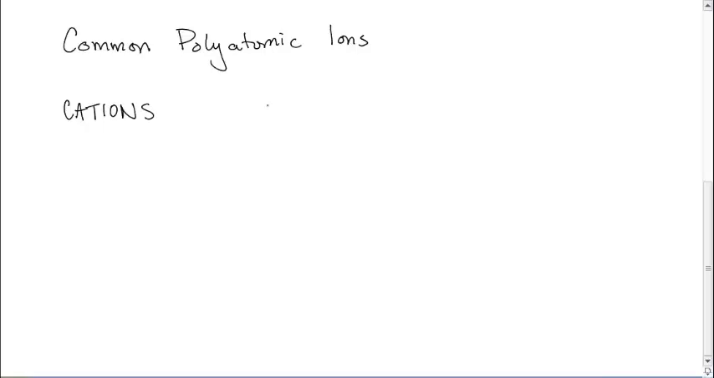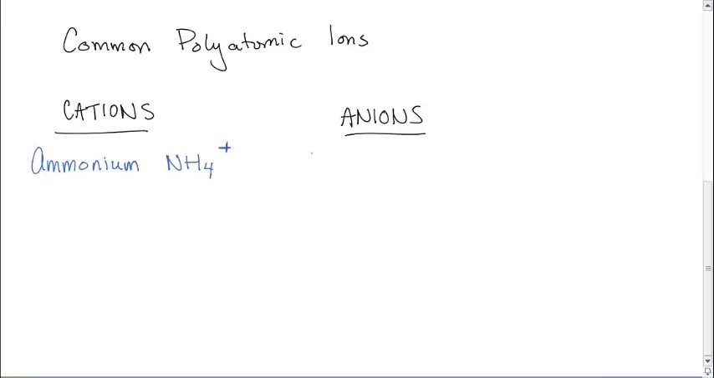Now, there are many, many different polyatomic ions out there. You don't need to know all of them, but there is a list of ones that come up a lot. They're very common, and those you do need to memorize. So I'm giving you here the list of common polyatomic ions. I'm going to organize it by cations, which have a positive charge, and anions, which have a negative charge. So there's only one polyatomic cation that we really see in chemistry. It's called ammonium, and it's NH4 with a positive charge.